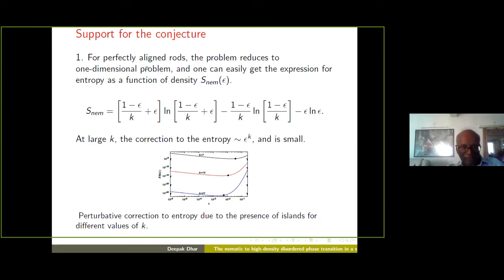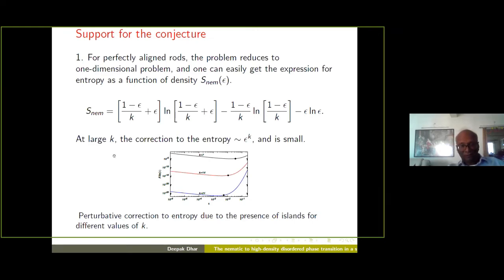So for perfectly aligned rods, the problem reduces to a one-dimensional problem. And one can easily get the expression for entropy as a function of density of holes epsilon. So there is a formula which you can easily derive. But it turns out that for long rods, this approximation is actually very good. And if you work at a finite epsilon, the fraction of rods which are not of the majority type is very small.